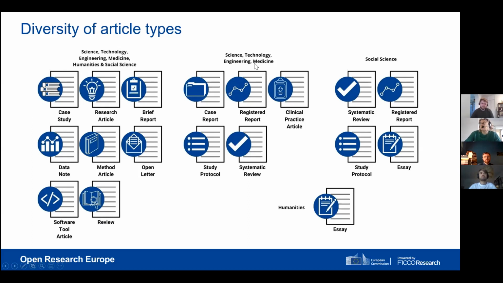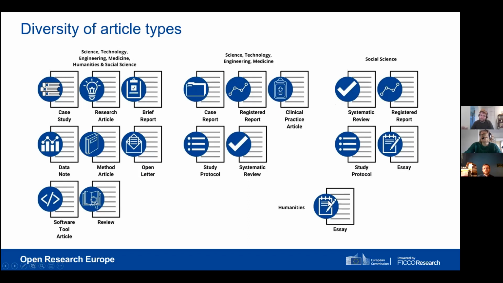In the middle, we then have some article types which are specifically available only to the STEM subjects. So these include case reports and study protocols, and also clinical practice articles, which are specifically relevant for the medical and health fields. Over on the right-hand side here, we've got a few more article types that are specifically available to the social sciences. So again, we've got that study protocol coming in, but here's where you start to see the essays and systematic reviews.